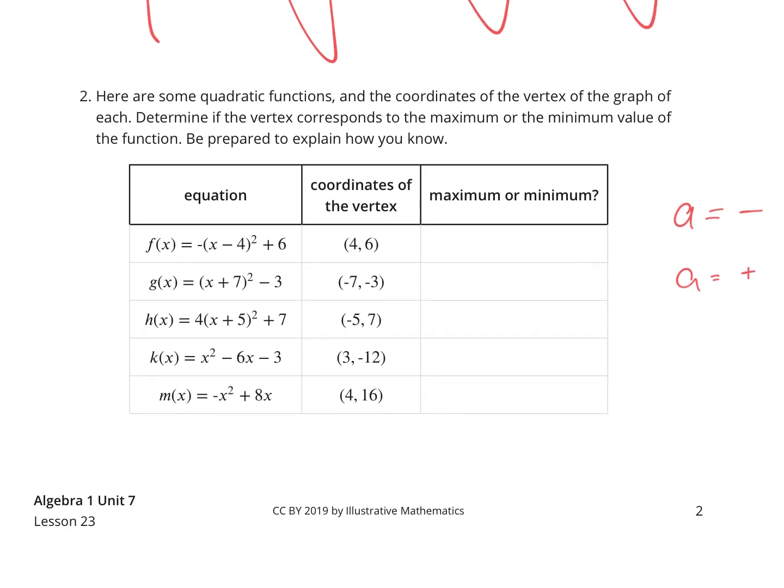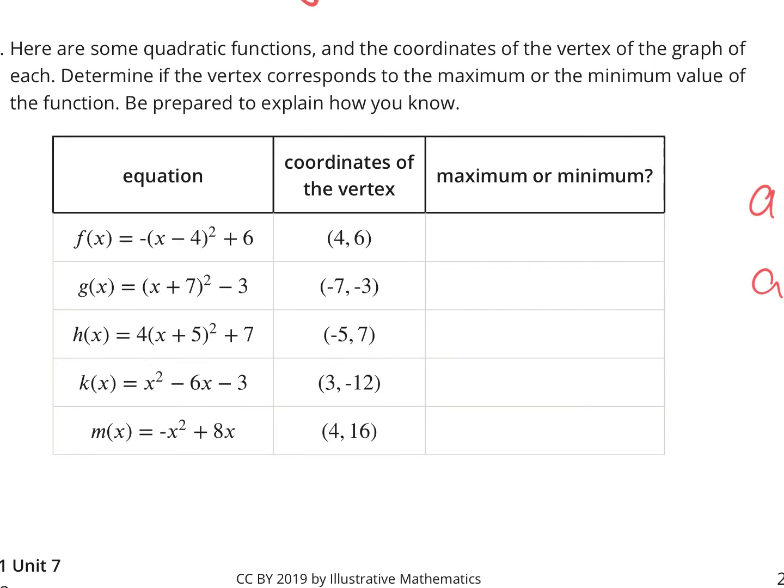Looking at our first equation, we see that the a value is negative, so it's going to open down, making the vertex a maximum. For the next one, we have the a value as being positive 1, so this one's going to open up, making the vertex a minimum. For h of x, the a value is 4, so again it opens up, making it a minimum.